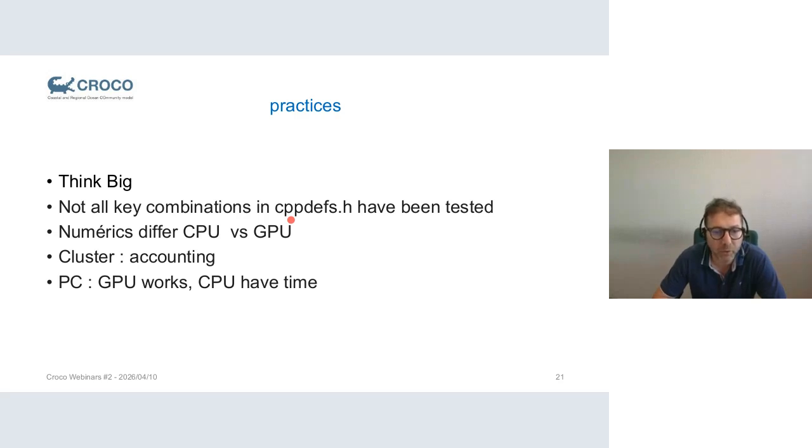I remember not all the combinations of CPPDEFS have been tested. Another thing, the numerics differ between GPU and CPU, not in the RVTK and debug mode, but because there is a vertical parallelization, the numerics can differ. An advantage of the GPU on a cluster is the accounting, which is very profitable. And on a personal computer, when the GPU works, the CPU has time to do something else.